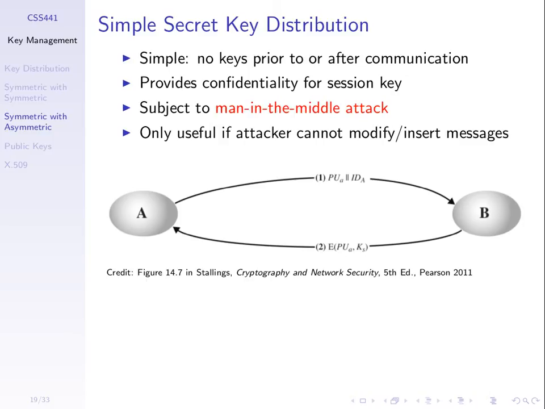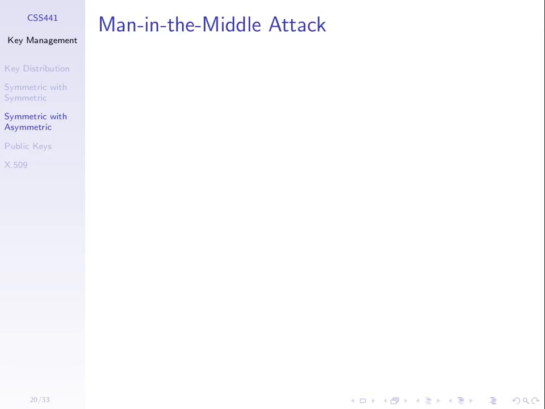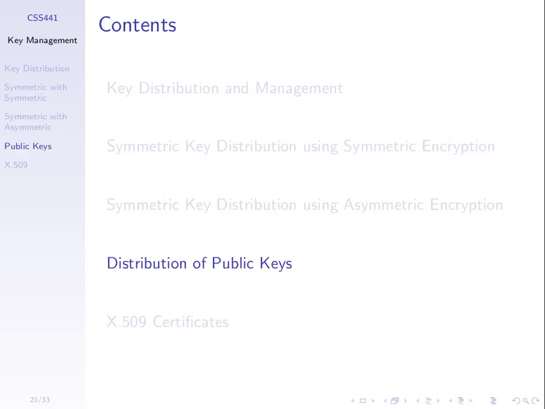So that's the problem that we have. How do we distribute public keys now? Posting on a website is not sufficient if we want true security. So that's what we're going to look at. How do we distribute public keys? And once we know that, we'll see why the man in the middle attack can be prevented.